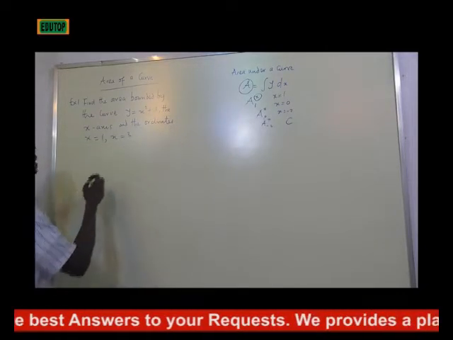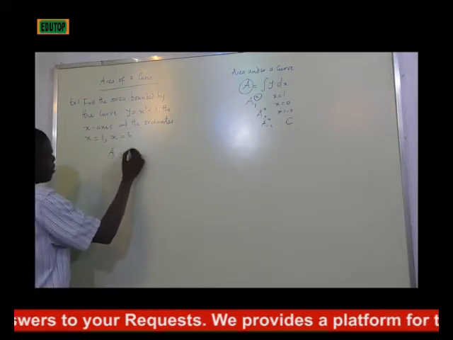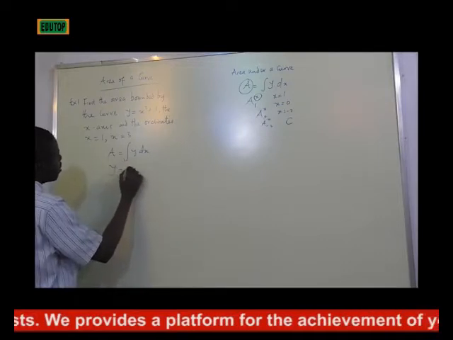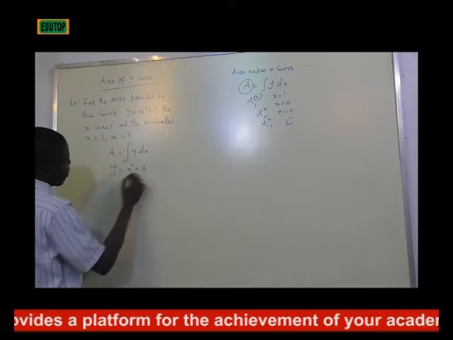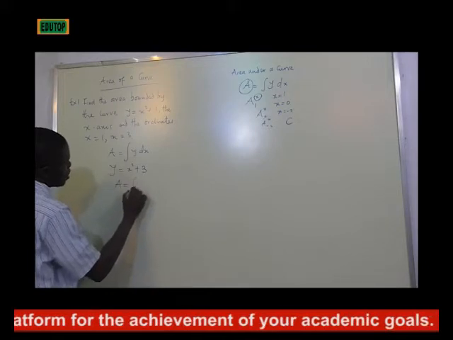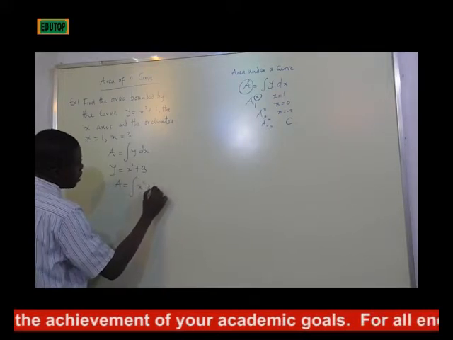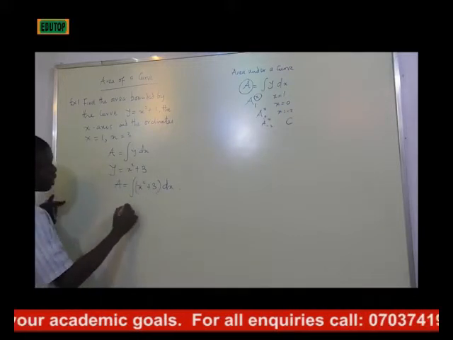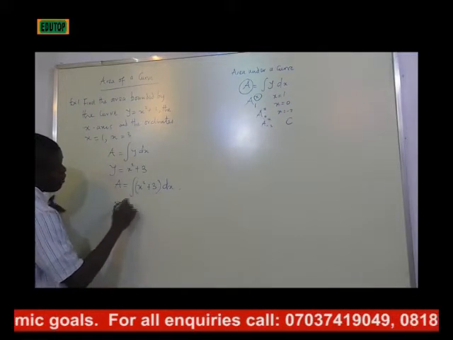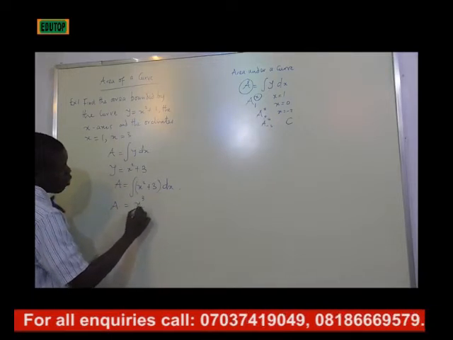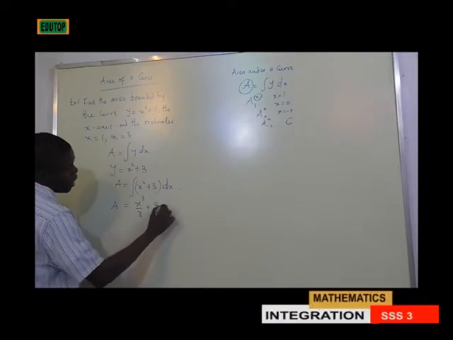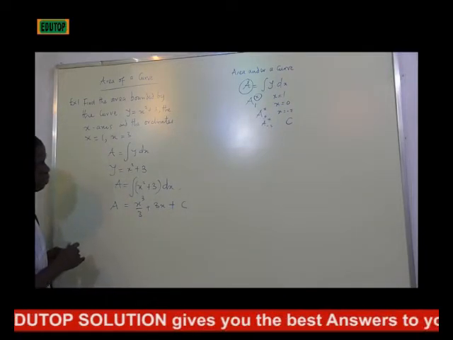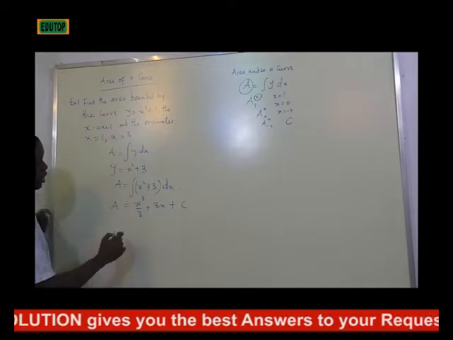So the first thing we have to do, knowing fully well that our area A is integral of y dx. What is our y value here? Y value is x squared plus 3. So automatically we have your A equals integral of x squared plus 3 dx. So we have to integrate this. If you integrate this, our A will definitely be x cubed over 3 plus 3x plus c, because we have an indefinite integral.